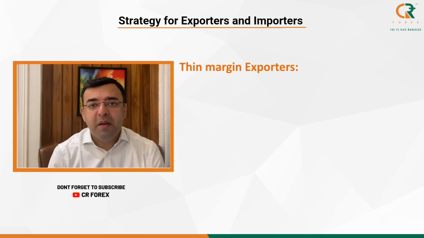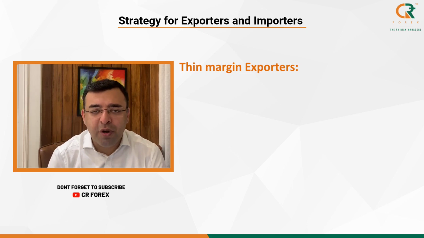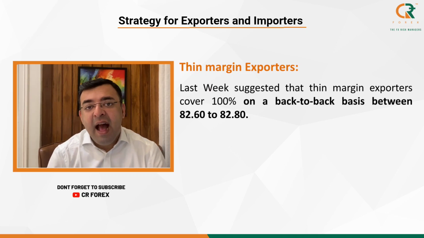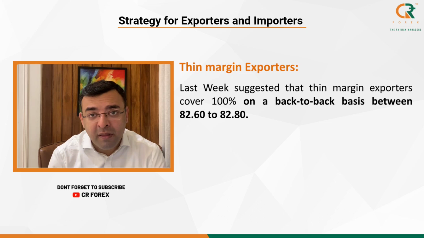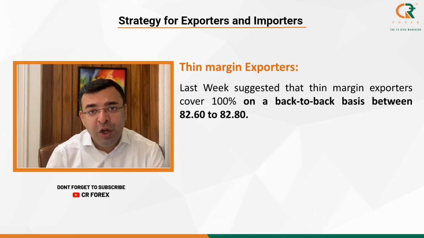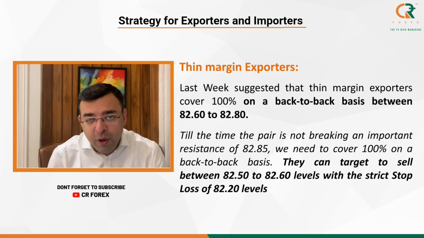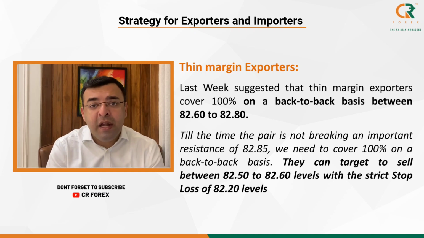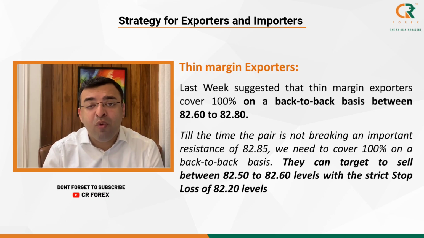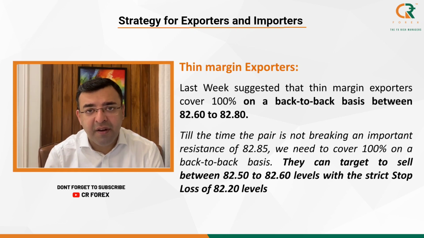Now let us discuss strategy for thin margin exporters like agri exporter or chemical exporter. In last week video, we discussed that ideal strategy for thin margin exporter is that they should cover 100% on a back-to-back basis between 82.60 to 82.80 kind of a level. Now for this week also, the strategy remains the same, that they have to cover on a back-to-back basis because 82.85 will act as a strong resistance. For covering, they can target levels between 82.60 to 82.75 kind of a level. If anyone is waiting, they should keep a strict stop loss of 82.20 or costing whichever is higher.